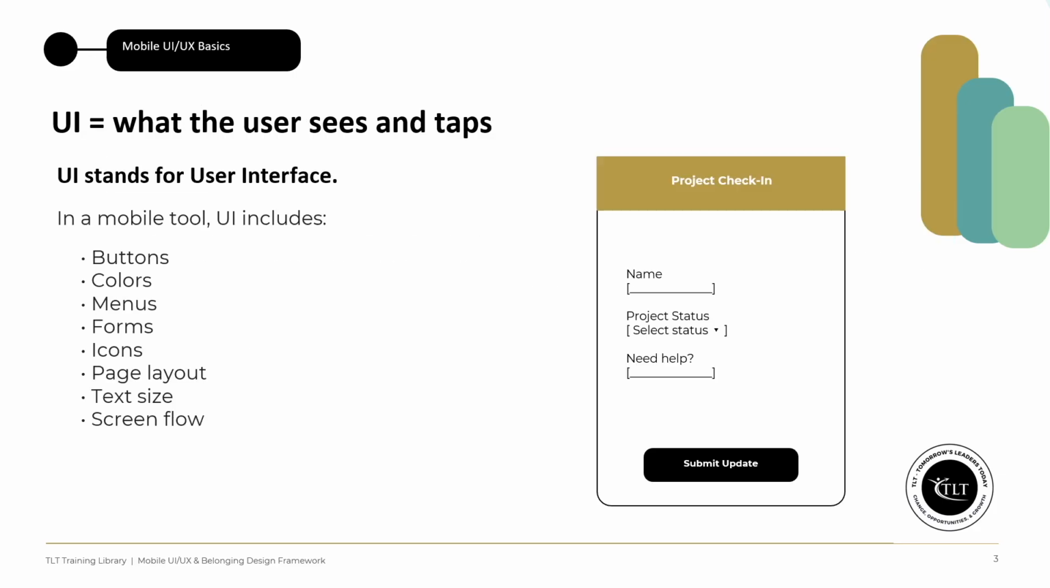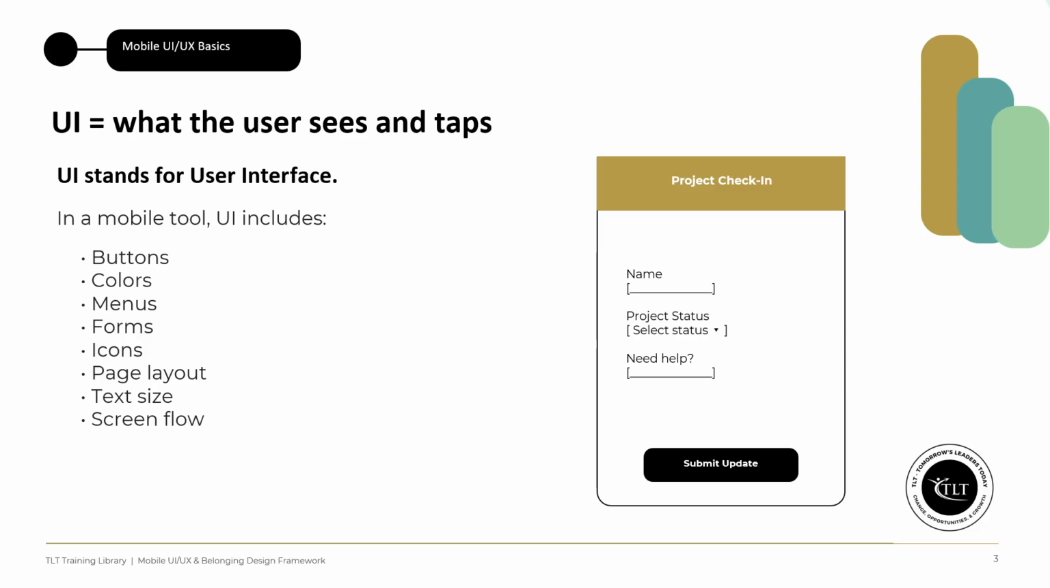UI stands for user interface. UI is everything the user sees and interacts with on the screen. For a mobile tool, this includes buttons, colors, icons, menus, text boxes, forms, screens, and the overall layout. For example, if an intern is using a mobile check-in form, the UI includes the name field, the project update box, the drop-down options, and the submit button.